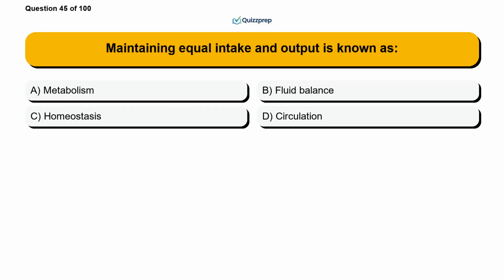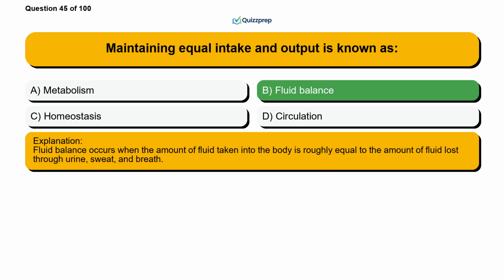Question 45. Maintaining equal intake and output is known as: option A, metabolism; option B, fluid balance; option C, homeostasis; option D, circulation. The correct answer is option B, fluid balance. Fluid balance occurs when the amount of fluid taken into the body is roughly equal to the amount of fluid lost through urine, sweat, and breath.